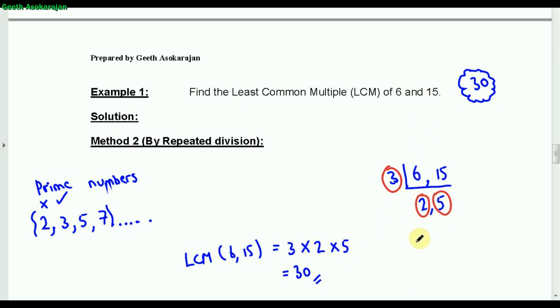So just to reiterate, you keep on dividing by prime numbers, okay, until the numbers right at the end are either prime numbers or contain a 1 together with a prime number.